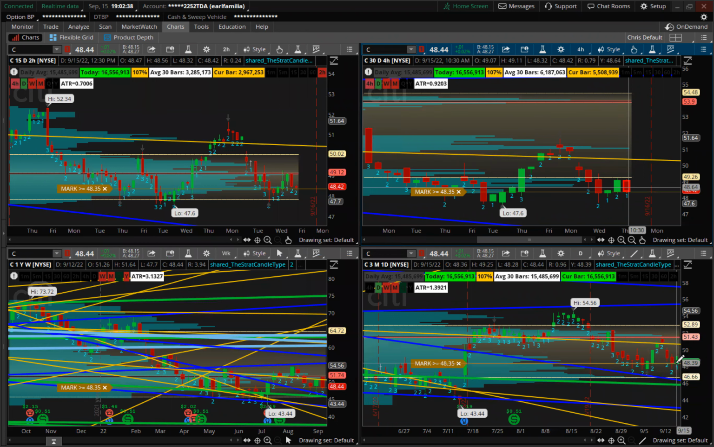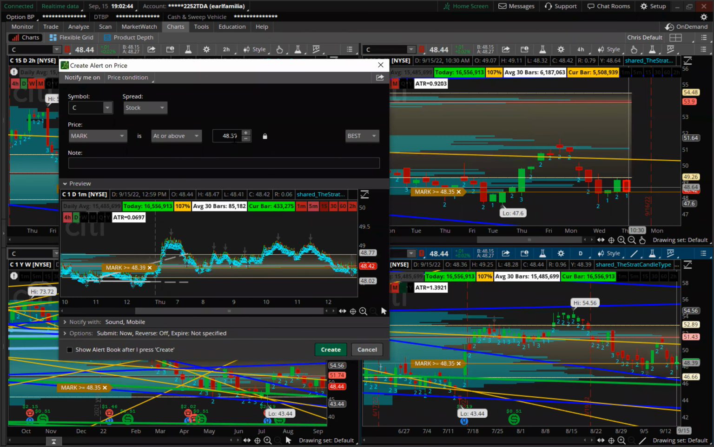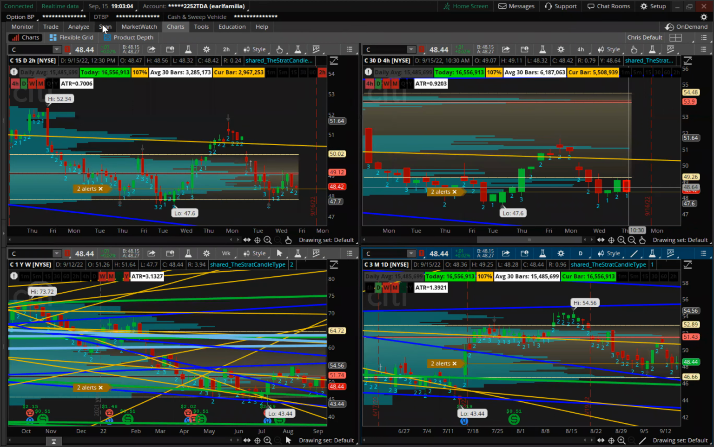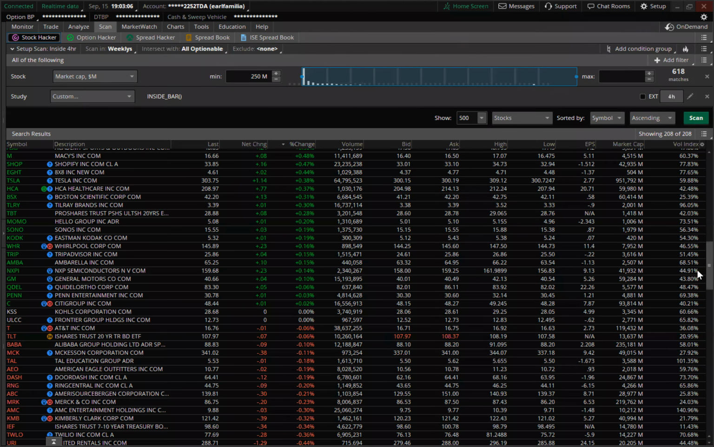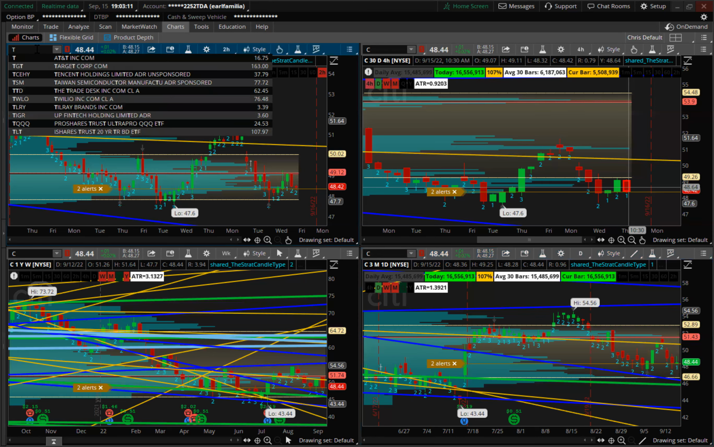Then on the day, we've got the inside shooter here. Still green, still showing a little green, but we're looking at a level of 48.28 for entry. So that's Citigroup. Let's keep it moving. So those are all the ones that actually had some green on the day.